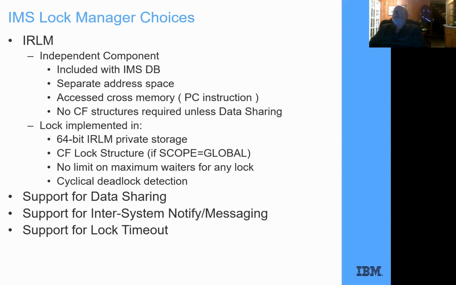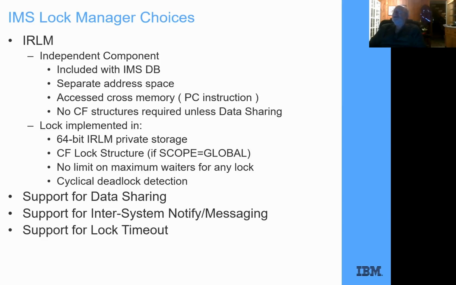That's a common misconception, that I don't want to use IRLM because I need to have a CF structure and I don't have a CF or space in the existing CFs for a structure. But you don't require a structure unless you're data sharing. In IRLM, the locks are implemented in 64-bit IRLM private. So that's a pretty large amount of storage available, unlike PI, where the 31-bit storage limits the number of locks.